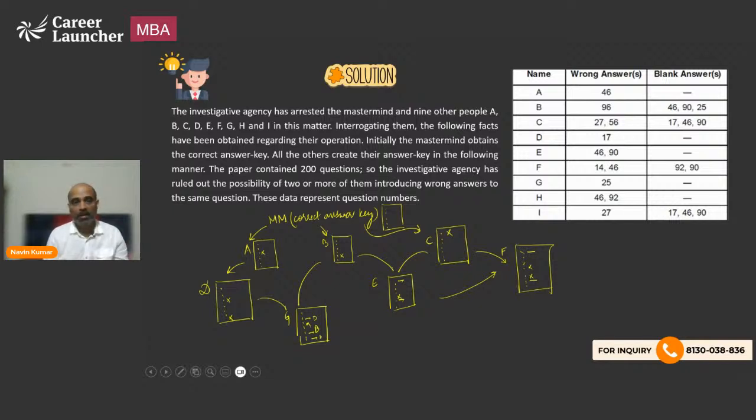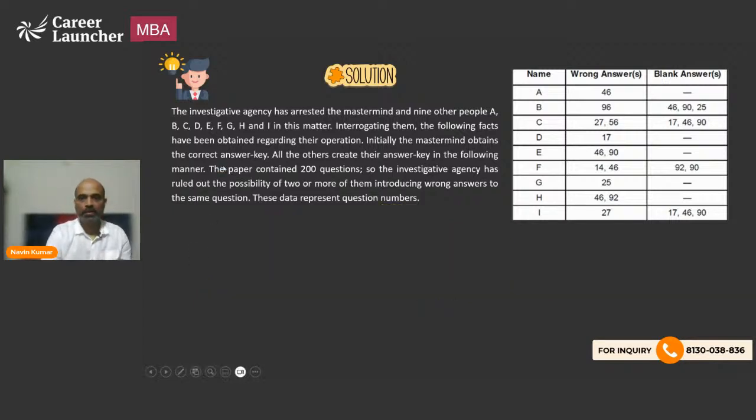So having known that, let's look at, hold on, what I will do is I will duplicate it. So wrong answer only one. We have got A, and then we have got D, we have got G. These are the three people. So if we look at mastermind's answer key, all good.